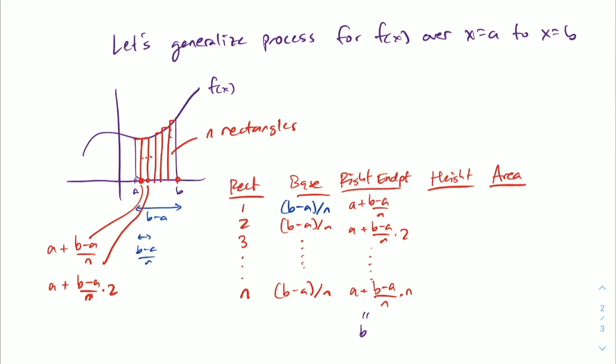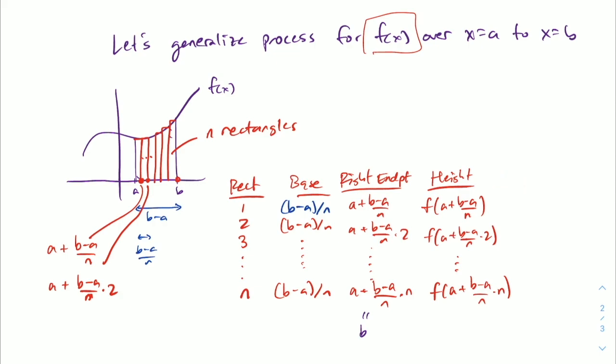Our function's given by this f of x. So we're just going to take all these values, these expressions, and put them into f. And then to find our area, we just take these heights and multiply by the bases. We'll get f of a plus b minus a over n, all times b minus a over n, and so on.